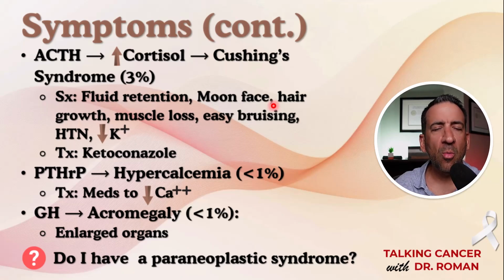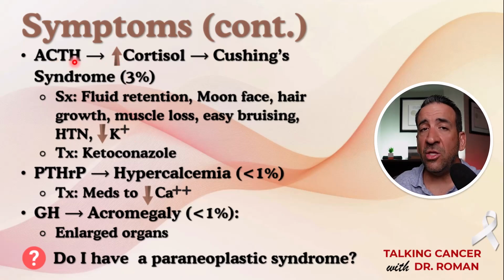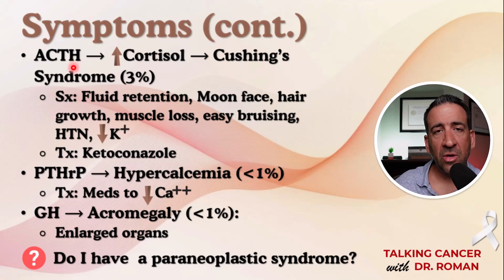Also, you can develop abnormal hair growth in certain parts of your body, muscle loss, easy bruising, high blood pressure, low potassium levels. So if you notice that you're retaining a lot of fluids and your face is becoming round in appearance, you're also having some of this abnormal hair growth and your potassium is low, you may have an overproduction of ACTH with your small cell lung cancer. Again, the main treatment is to treat the cancer, but there is an antifungal called ketoconazole that, if you use it, can help reduce some of these symptoms.